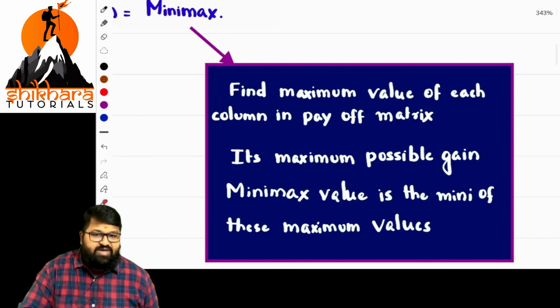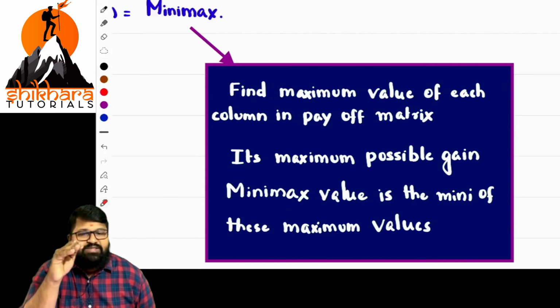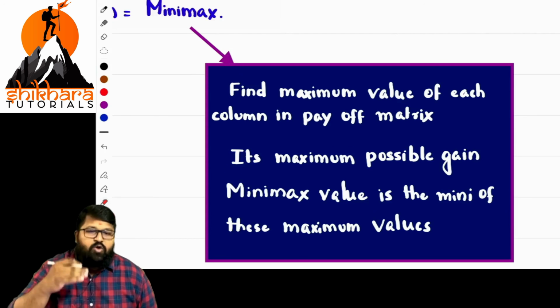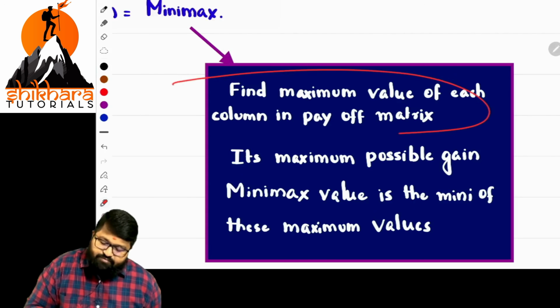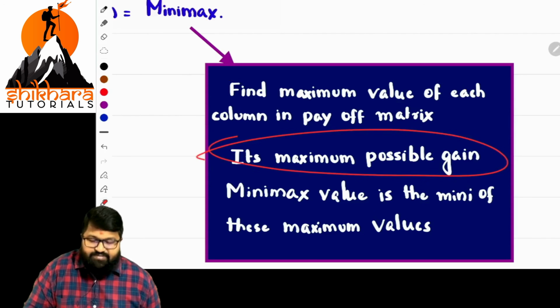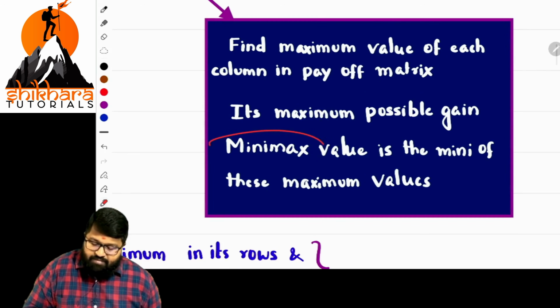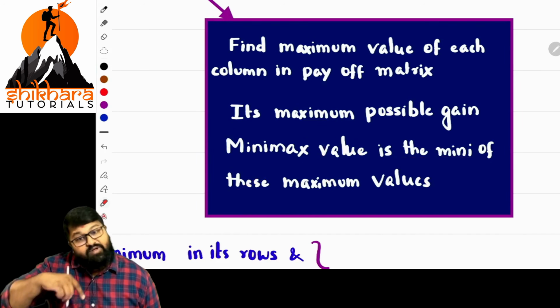Sir, in the same way, maxi-min is applied for rows, and minimax is applied for columns. From the columns, identify the highest number. Find the maximum possible value of each column of the matrix. It is the maximum possible loss. The minimax value is the minimum value of the maximum values.